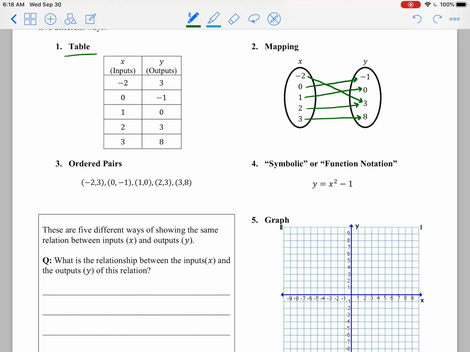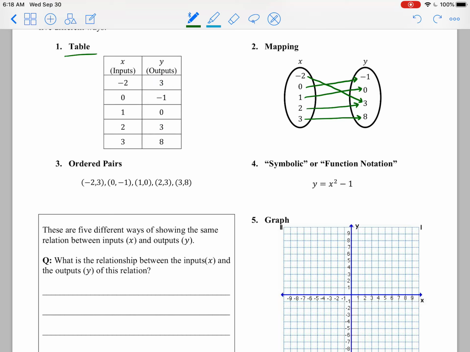It's basically the same thing as a table, although on the mapping you'll notice there are only 4 output numbers here, even though there were 5 here. That's because 3 appeared twice, and you had -2 going to 3 and +2 going to 3, and you can see how they both go to 3 there. So it's slightly different, but basically the same idea.